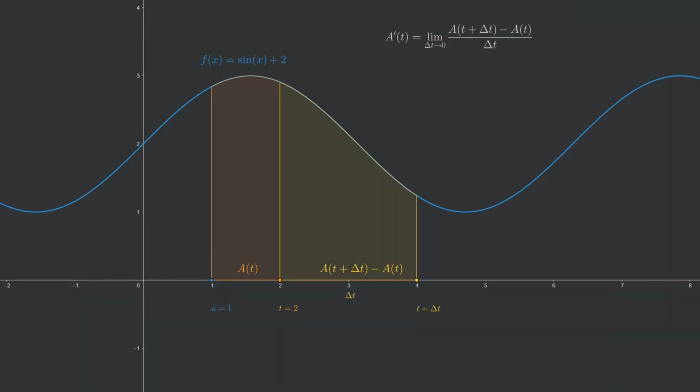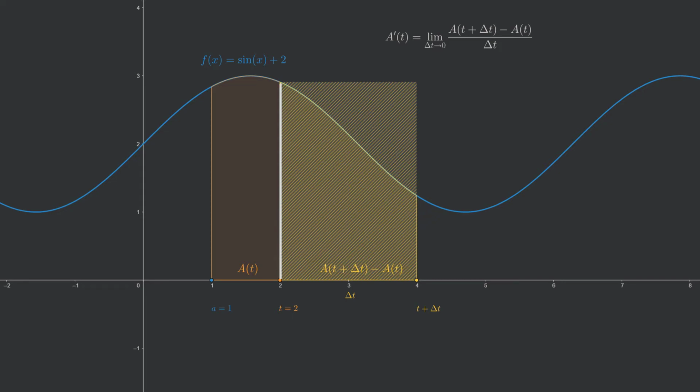Now, in order to answer that question, we use a little trick where we compare the yellow area with two very simple rectangles. The first rectangle is this one. The height of this rectangle obviously is f of t, whereas the width of this rectangle is delta t. So the area of this rectangle is f of t times delta t. Obviously, the area of this rectangle is greater than our original yellow area. That means it is greater than A of t plus delta t minus A of t.